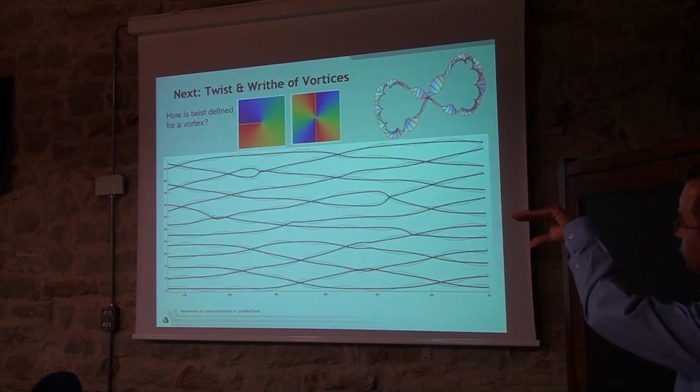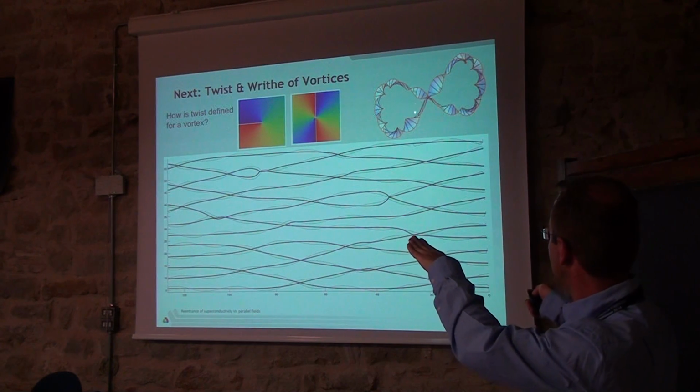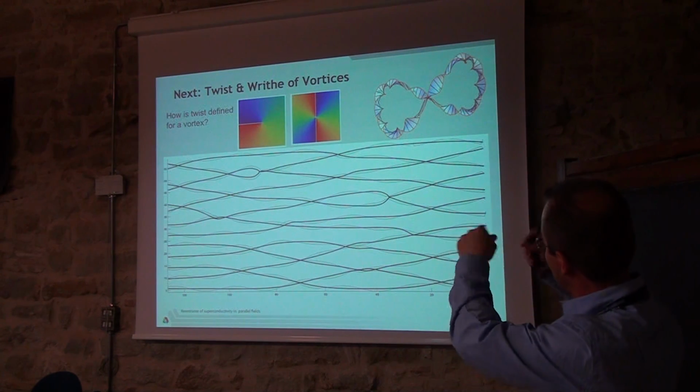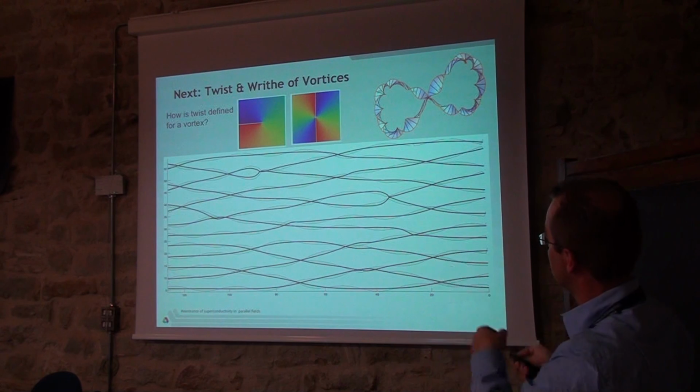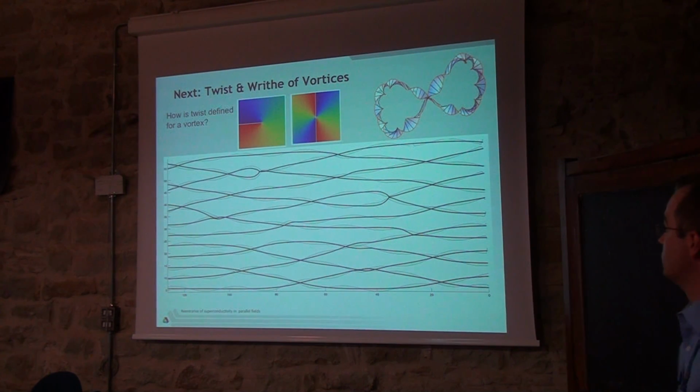And this line where it jumps, you can define as a direction, as for example in DNA, where you have a band. When you twist it, you can define the twist, and for a vortex line you can do the same if you look at the phase information.